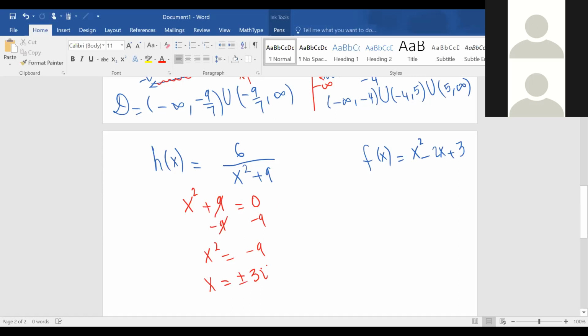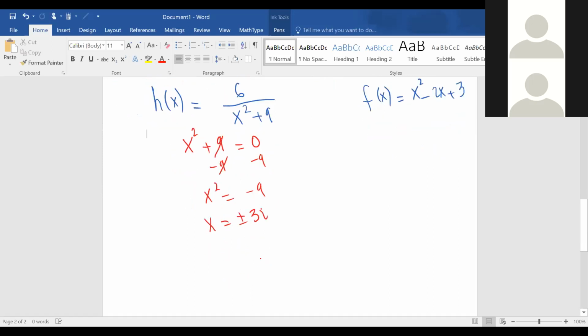But in the context of functions, you see, x has to be different from plus or minus 3i, right? In the context of functions, do we include in x the complex values like 3i? That is always true, right? x is always different from 3i in this context, because x is a real number.